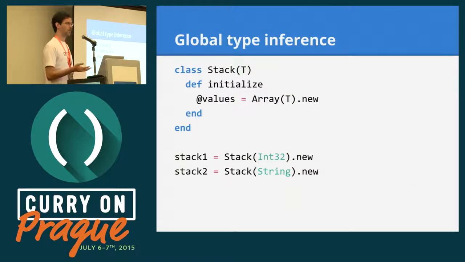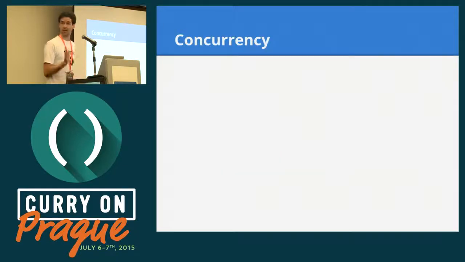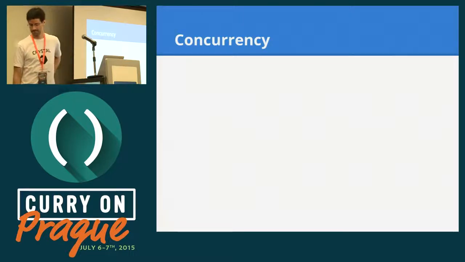So here we have a generic stack class with a T parameter, and we can create a stack that will only contain integers and another stack that will only contain strings. And now I'll leave you again with Juan, who will talk a bit more about concurrency and some other features.